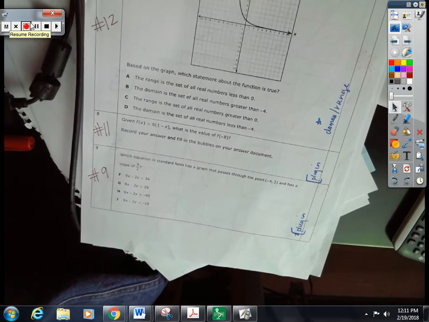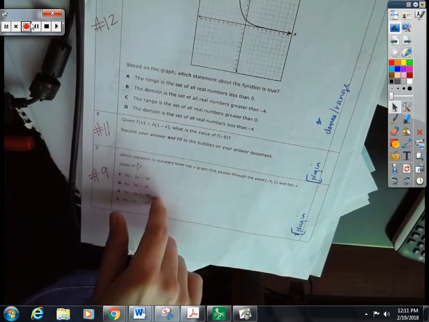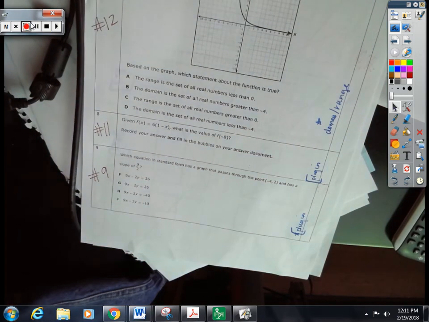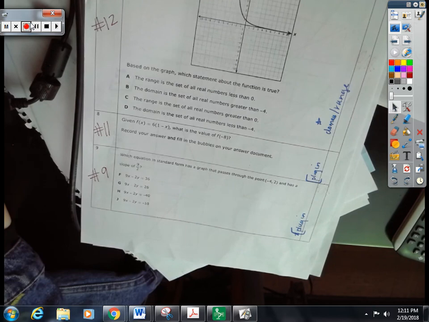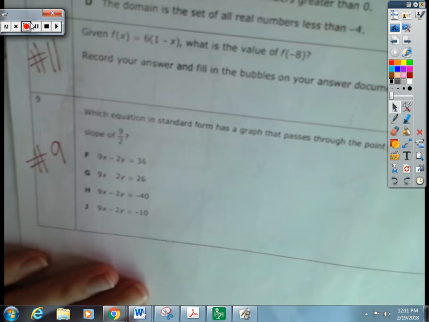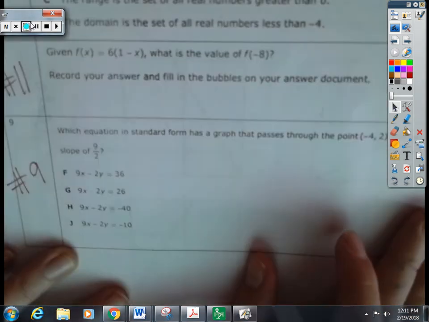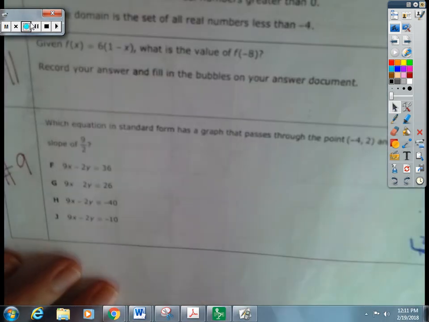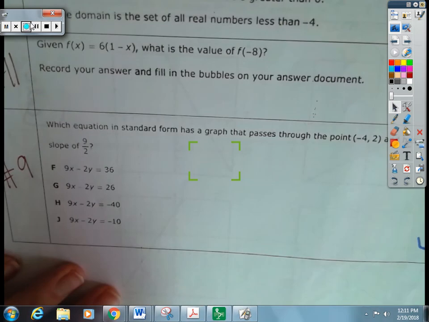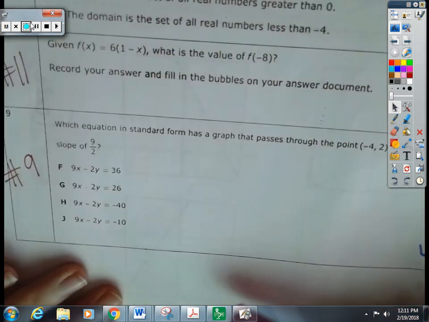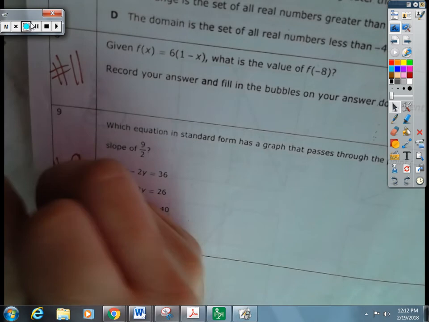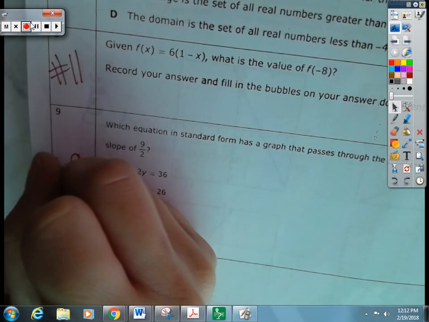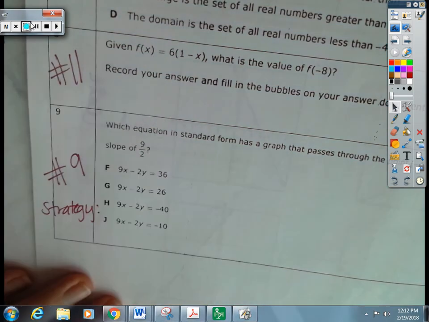Alright, so we are talking about a strategy. We're recording live from my class. This is number 9 on your review packet. There are many ways of solving this one, but I'm going to show you a strategy for your STAR test. Write strategy, please.